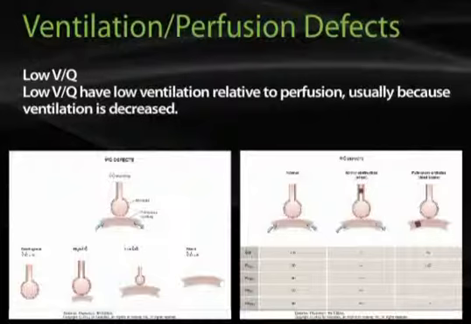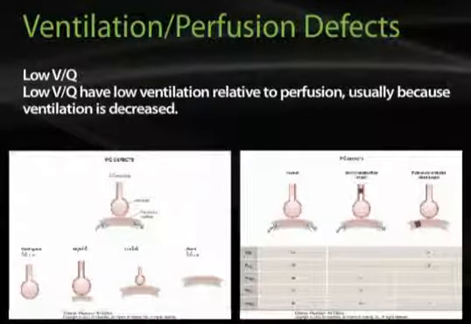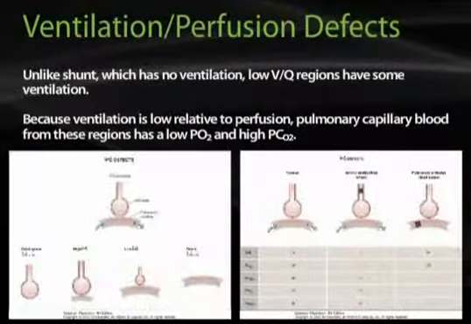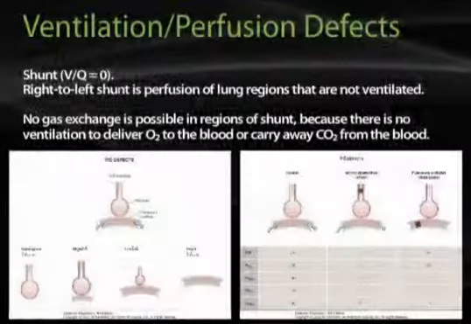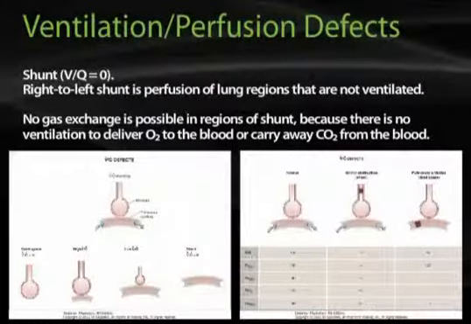Regions with a low ventilation to perfusion index have low ventilation relative to perfusion, usually because the ventilation is decreased. Unlike shunt, where there's no ventilation, low VQ regions do have some. Because the ventilation is low relative to perfusion, the pulmonary capillary blood from these regions has a very low PO2 and a high PCO2.